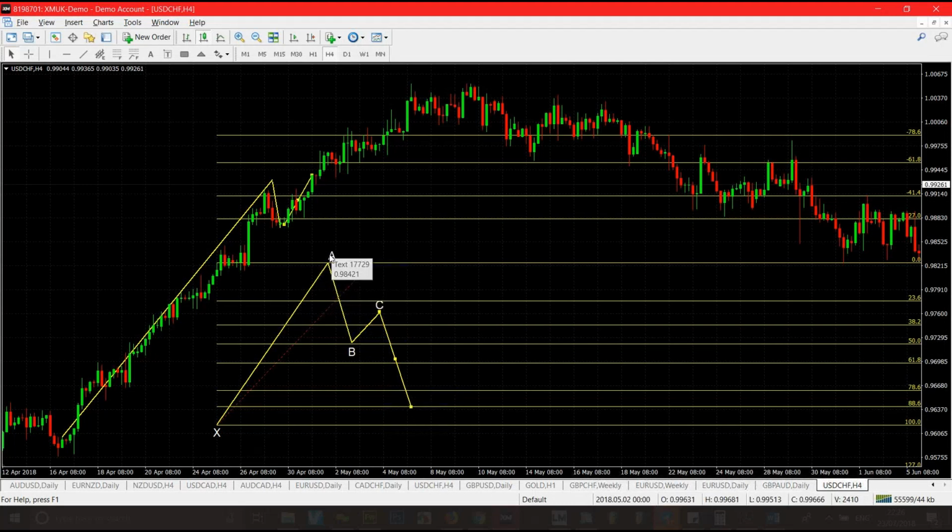Remember when we were looking for the pullback of the pullback AB, we did the same thing. We drew from X to A, right? So the same thing to find the retracements. So it's to draw again from X to A to find this retracement or extension, whichever way you want to call it. So right now it's saying that it must get to 88.6. It mustn't go beyond that. Yeah, it mustn't touch the 100. It mustn't be below that, it mustn't be 78.6. It must be 88.6. So that is your rule right here.